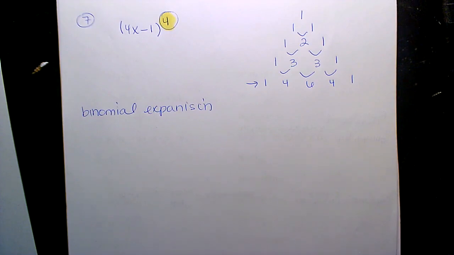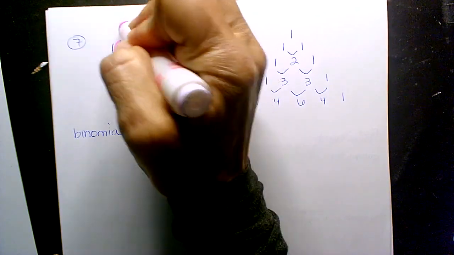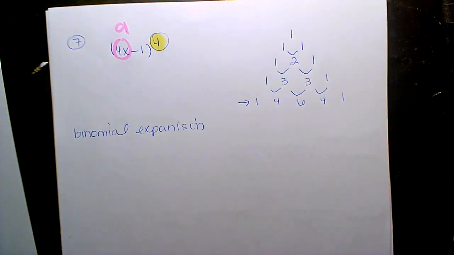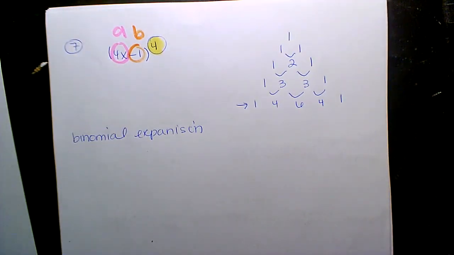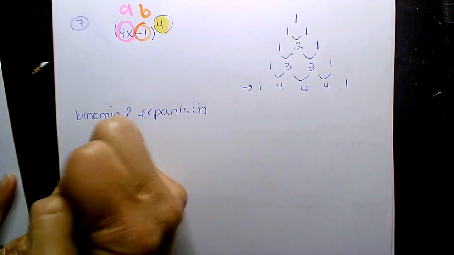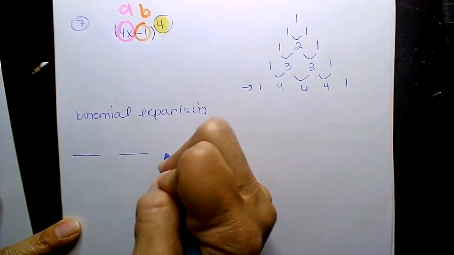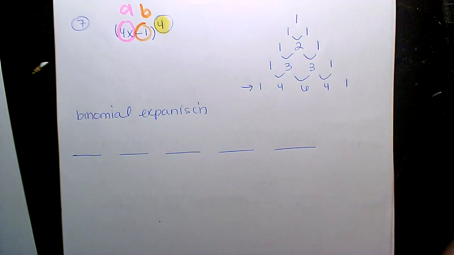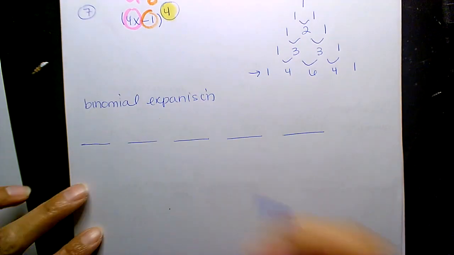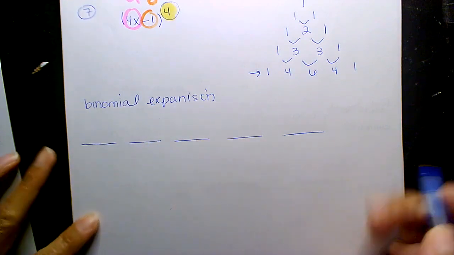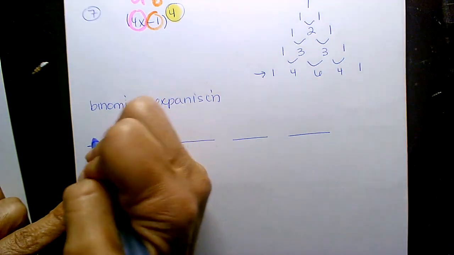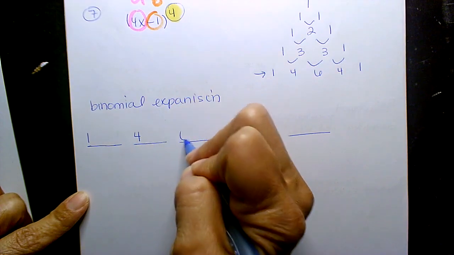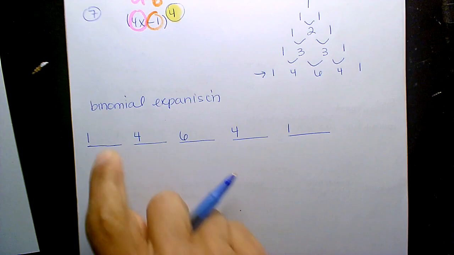This is A, and this is B. You just have to figure out which one you like. Remember, you can always expand it by hand. The long way is just time consuming. So 1, 2, 3, 4, 5. I could have given more space. Okay, so 1, 4, 6, 4, 1, right?